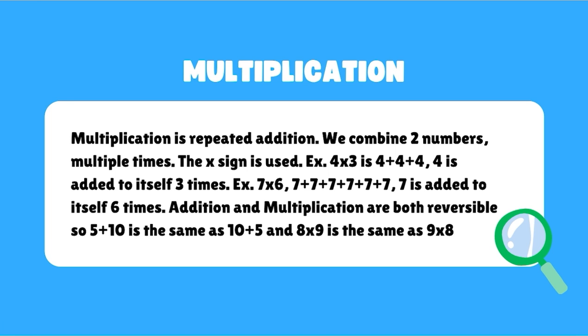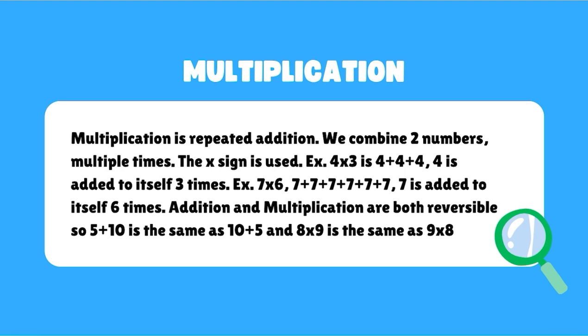Multiplication is repeated addition. Addition is combining two numbers, but multiplication is combining those two numbers more times. When we do addition, we do one number plus another number. But in multiplication, we do one number plus another number and another number and another number. We repeat it. In this, we use the multiplication sign, which looks like an X. Example, 4 x, which you will say times 3, is 4 plus 4 plus 4.